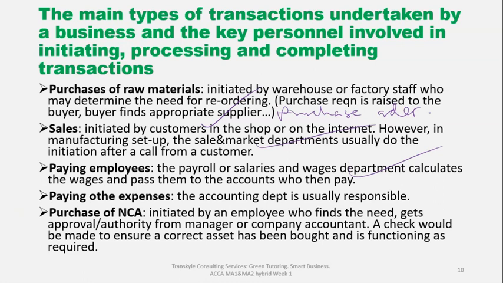Now, what about when we want to pay other expenses? The accounting department is usually responsible in that area. For example, the payment of rent, electricity, or telephones. That's usually the prerogative of the accounting and finance department. Then, purchase of non-current assets. These are usually initiated by an employee who finds the need, gets approval or authority from a manager or company accountant. A check would be made to ensure a correct asset has been bought and is functioning as required.